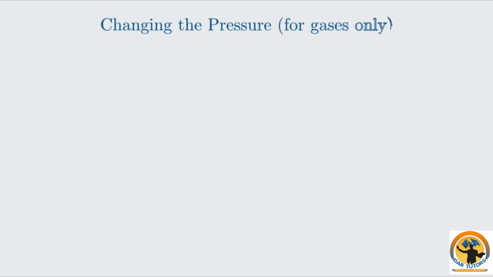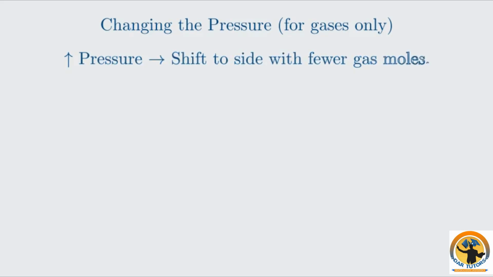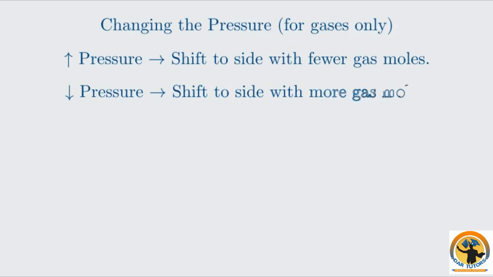Next, let's explore the effect of changing pressure on an equilibrium system. It's important to remember that this factor is only relevant when the reaction involves gases. If we increase the pressure, Le Chatelier's principle tells us the system will shift to reduce the pressure. The way it does this is by moving in the direction that produces fewer gas molecules. The fewer gas molecules you have in a container, the lower the pressure will be at a given temperature. So, to counteract an increase in pressure, the equilibrium shifts to the side with fewer moles of gas. To counteract a decrease in pressure, the equilibrium shifts to the side with more moles of gas.